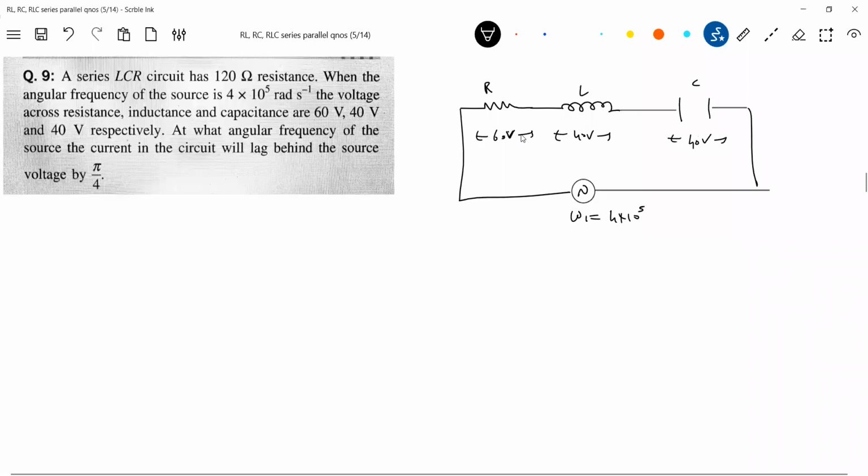So shall we go for making a guess of VRMS? It's not given. So this is VR, this is VL, this is VC. According to the formula, VRMS square is equal to VR square plus (VL minus VC) whole square. VRMS square we don't know. VR is 60 square. VL is how much? 40 minus 40.